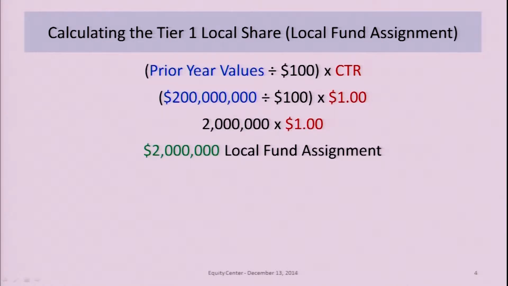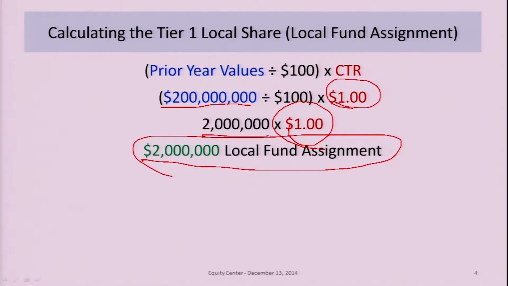So it's a very simple process. It's just like doing a tax rate. You take your prior year values, you divide by 100 to get into $100 units because taxes are per $100, and then you multiply by your compressed tax rate, just like you would your adopted tax rate on current year values. So if you take that prior year value of $200 million and you divide it by 100, you get 2 million units of $100. Multiply it by 1.00, your compressed tax rate, and there's your local fund assignment. You'll notice your local fund assignment doesn't have anything to do with what the sum of your allotments is. It's based entirely on compressed tax rate applied to prior year values.